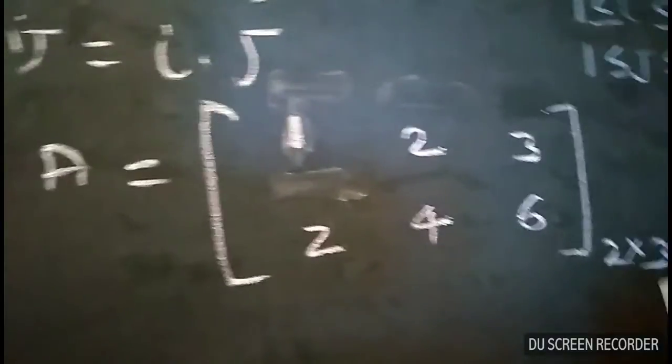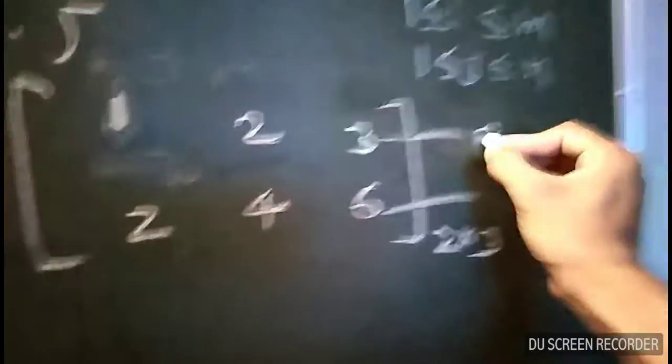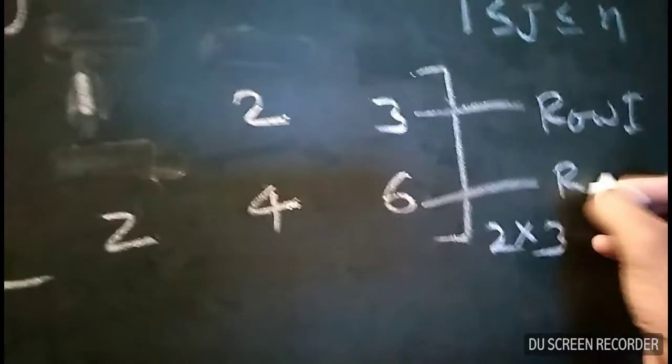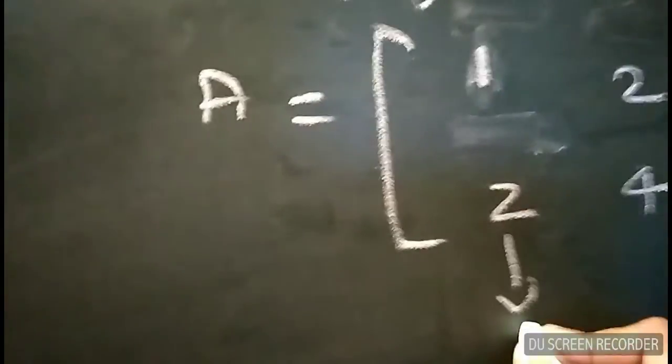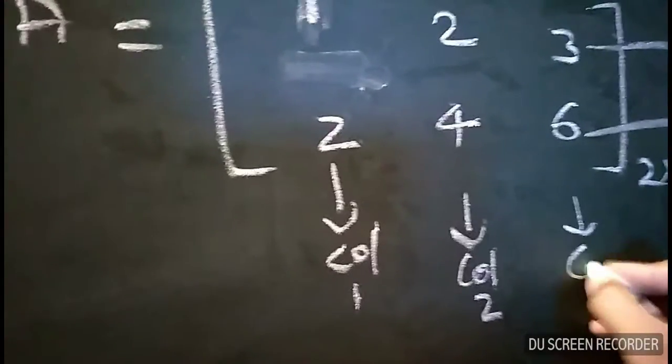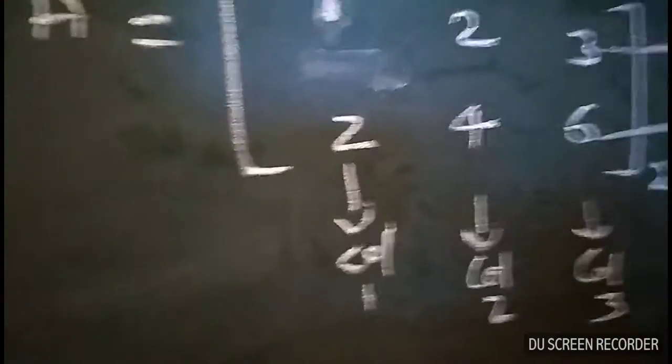because the rows are 2, that is first row, second row, it is the first column, it is second, and it is third column.